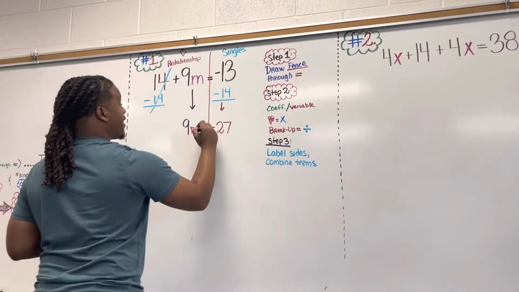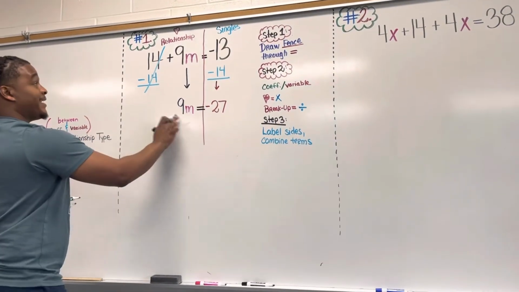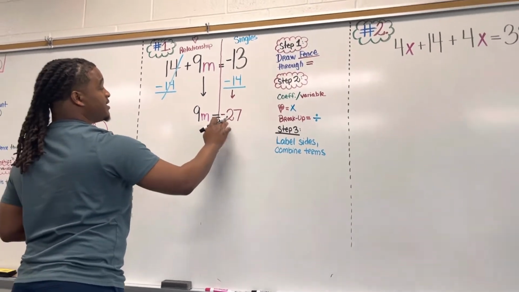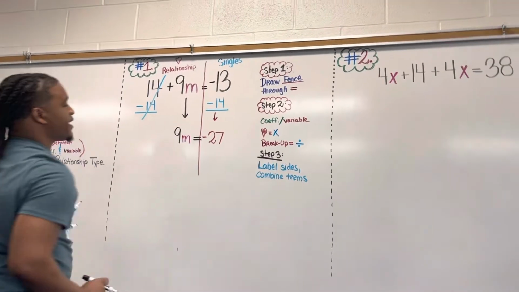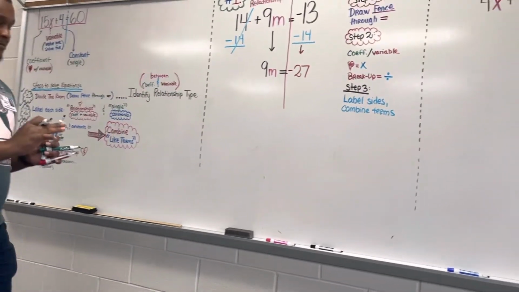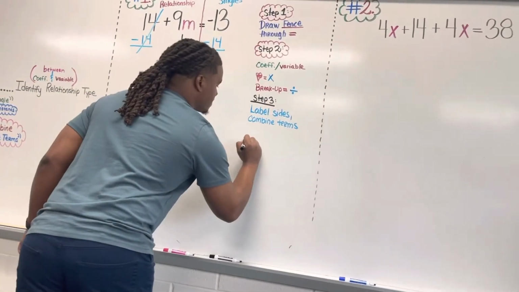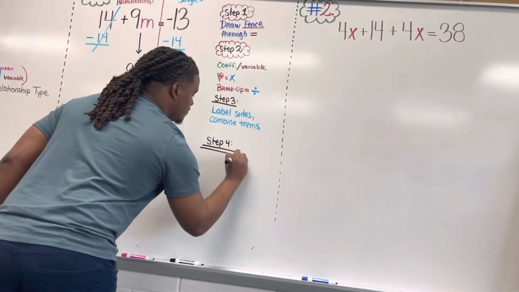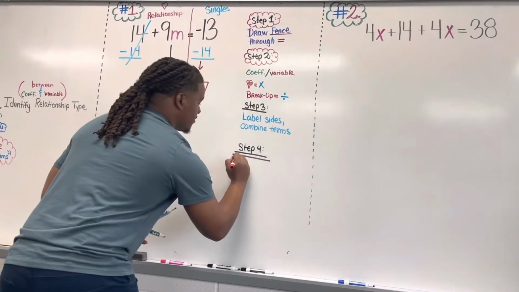Okay, now we're good. 9m is on the relationship side. They're in a relationship. Negative 27 is a single number. It's on the single side. Everybody is on its appropriate side. Okay, now the next step is for the breakup. Step 4 is to break up the relationship.